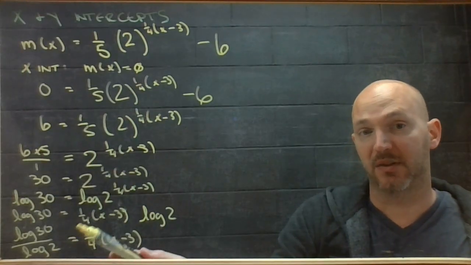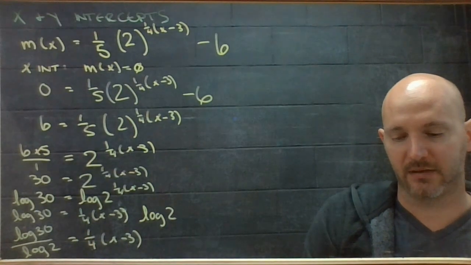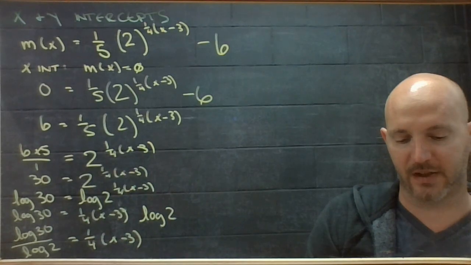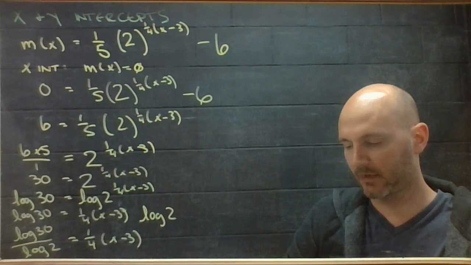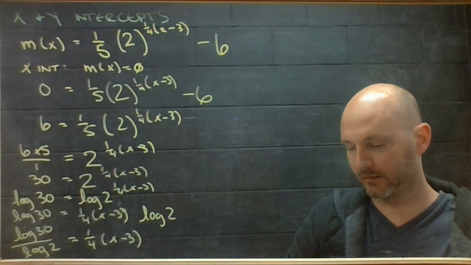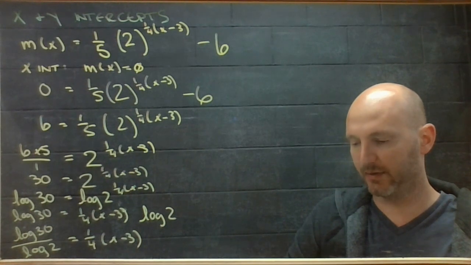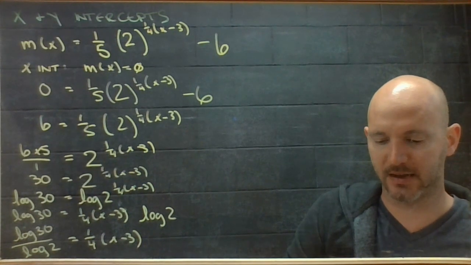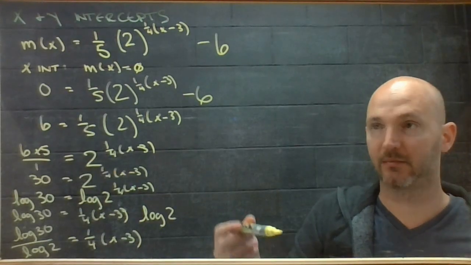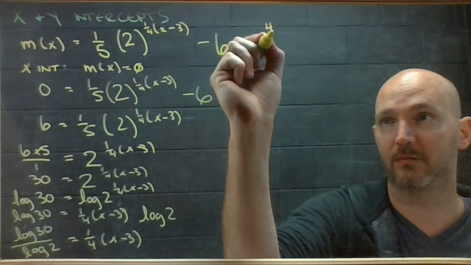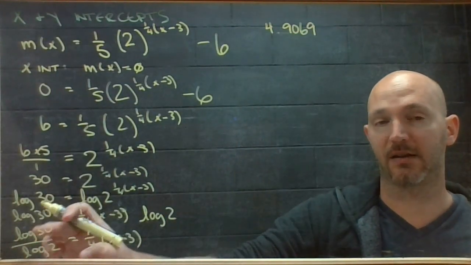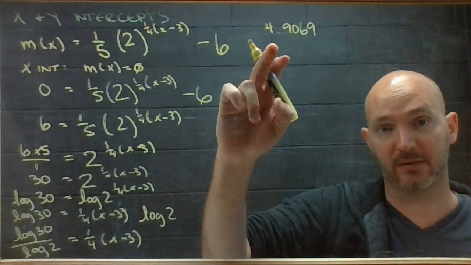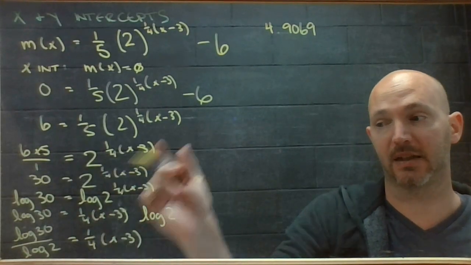So I'm going to type this directly into my calculator. Log 30 divided by log 2. If I can get the marker to stop rolling. Log 30 divided by log 2 equals 4.9069 if I round. So this nonsense here is worth that much. And I still haven't dealt with this yet.